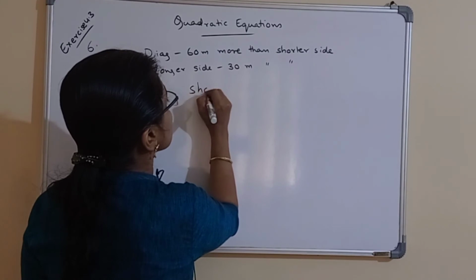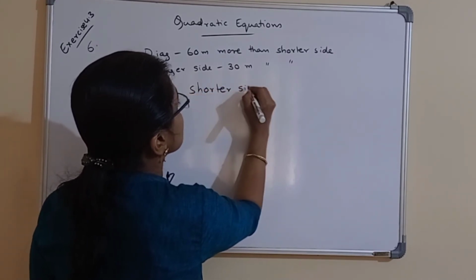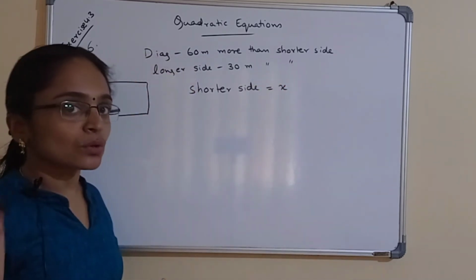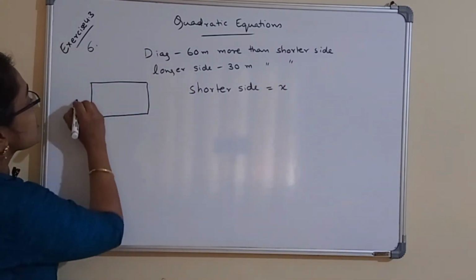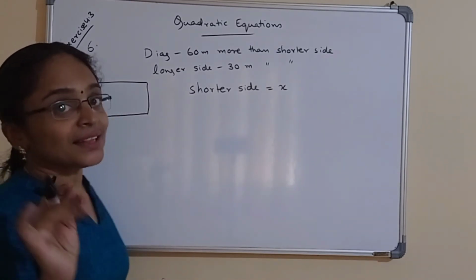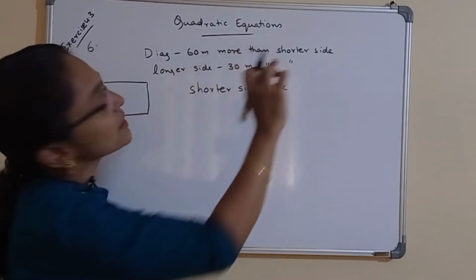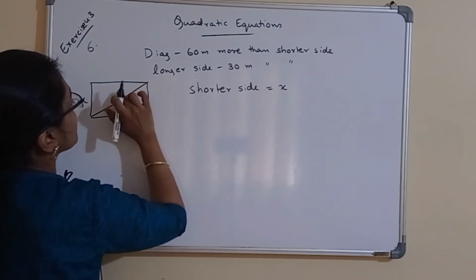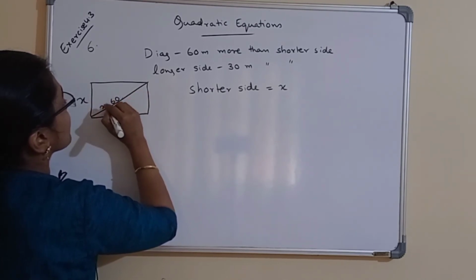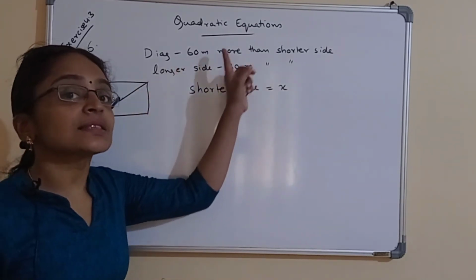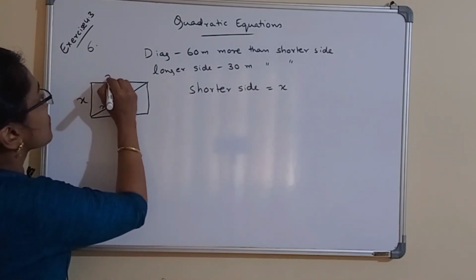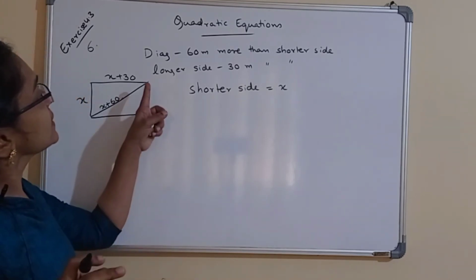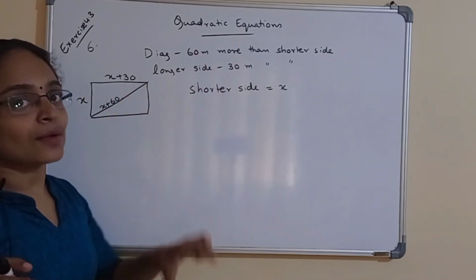So let us take the length of the shorter side as x. Write, let the length of the shorter side be equal to x. Given that the diagonal is 60 meters more than the shorter side, the diagonal is x plus 60. And the longer side is 30 meters more than the shorter side, so we can write this as x plus 30. Now we have to find the sides of this rectangular field.